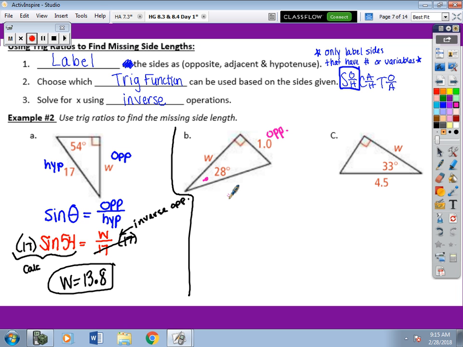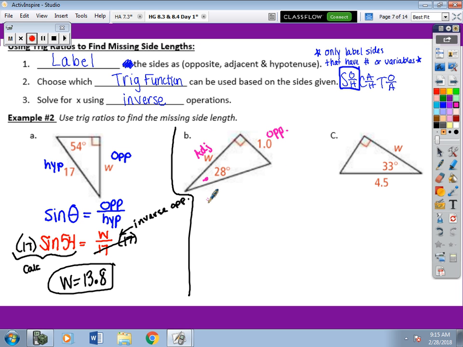No, what do you think I would label W? Adjacent or hypotenuse? Based on this angle. Would this be my adjacent side, or would this be my hypotenuse? Careful. Hypotenuse is my longest side. The longest side would be this one. So this would be my hypotenuse. So this has to be my adjacent. I would not write hypotenuse here.